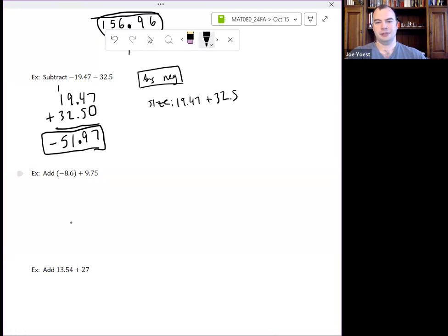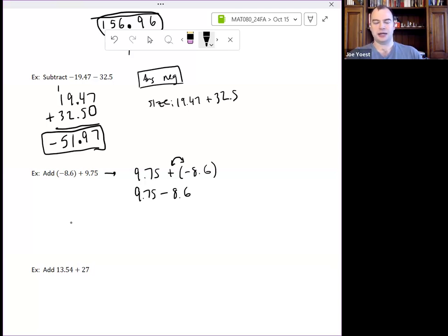What if I want to add negative 8.6 plus 9.75? There's a couple approaches here. Probably the easiest approach is going to be to use commutativity of addition, and make this 9.75 plus negative 8.6. And I know that adding a negative is the same as subtracting. So here I'm just subtracting two positive numbers. This is a little easier than having to deal with signed numbers.